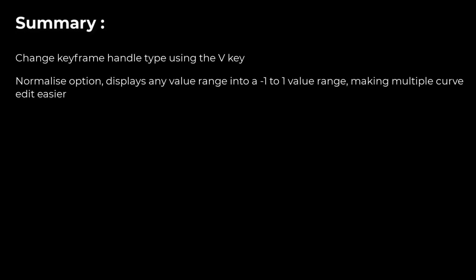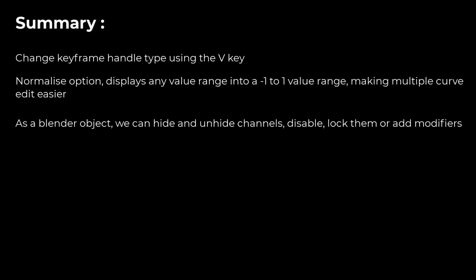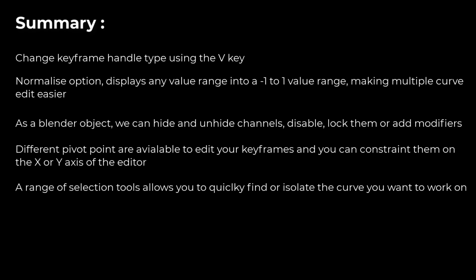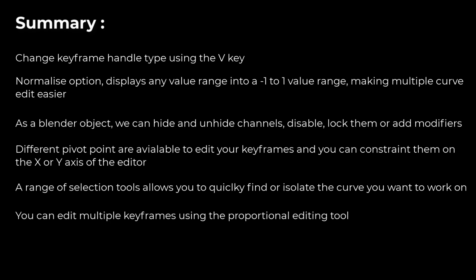To summarize, we have seen that we can change the handle type of our curve using the V key. We can use the normalize option to display a broad range of curve values into a -1 to 1 range. We can see that through the graph editor we can hide or unhide a curve, deactivate them, lock them, or even add modifiers. As in the 3D viewport, we can use different pivot points and constraint axes. We can use selection filter or quick search to make our selection easier. We can use proportional editing to edit multiple keys at once.